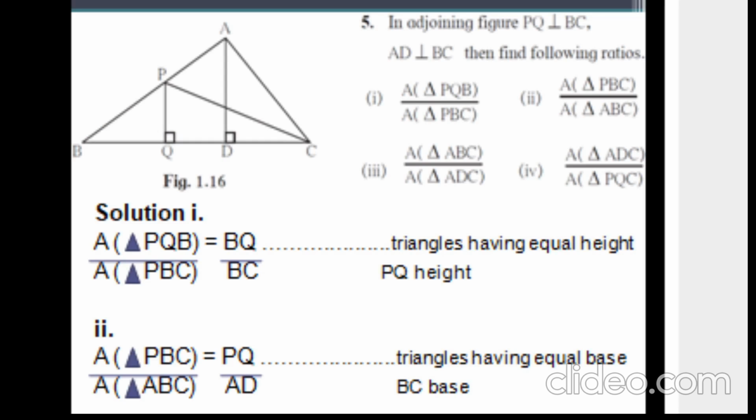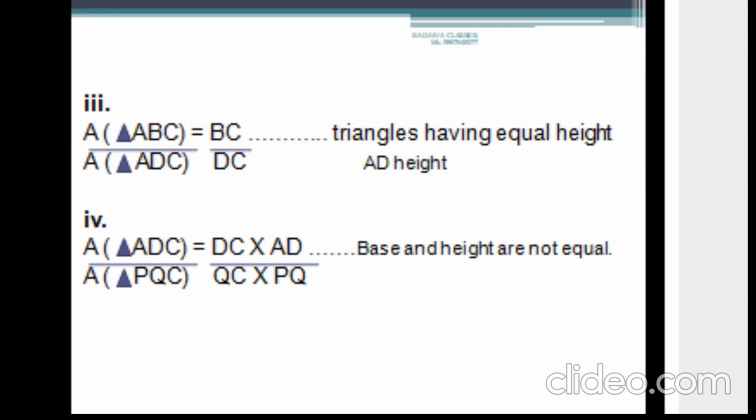So DC is the base of this triangle ADC, and AD is the height. QC is the base of this triangle PQC, and PQ is the height.